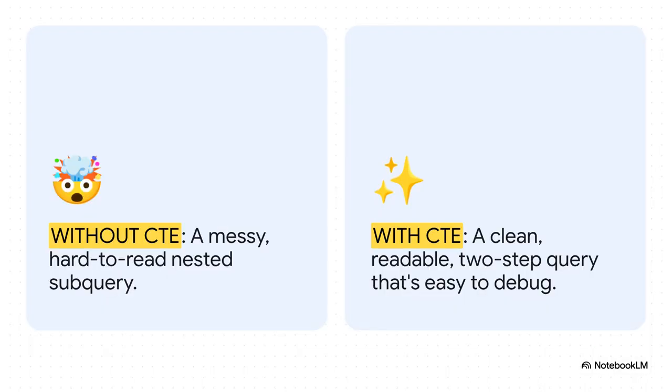Well, the solution is the Common Table Expression, or CTE. Instead of that messy nest, a CTE lets you define these temporary, named result sets using a WITH clause. It breaks your logic into clean, readable steps. It basically transforms your query into a story. First we do this, then we do that, making it just infinitely easier for you or anyone else to understand and maintain.